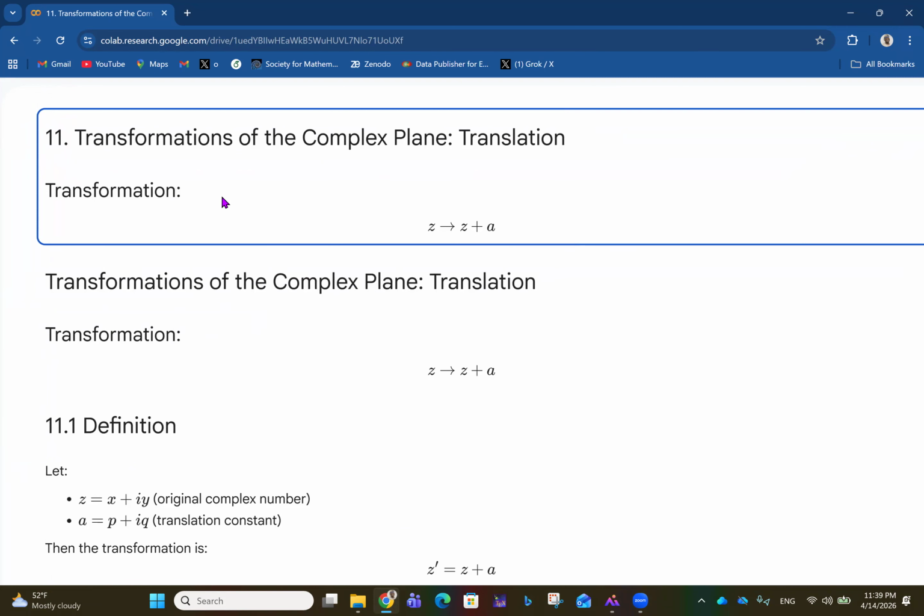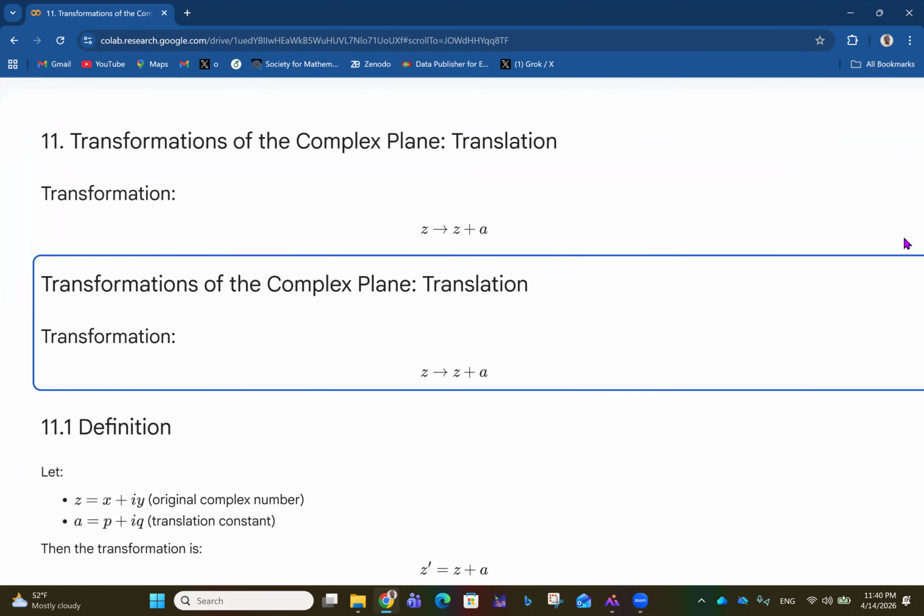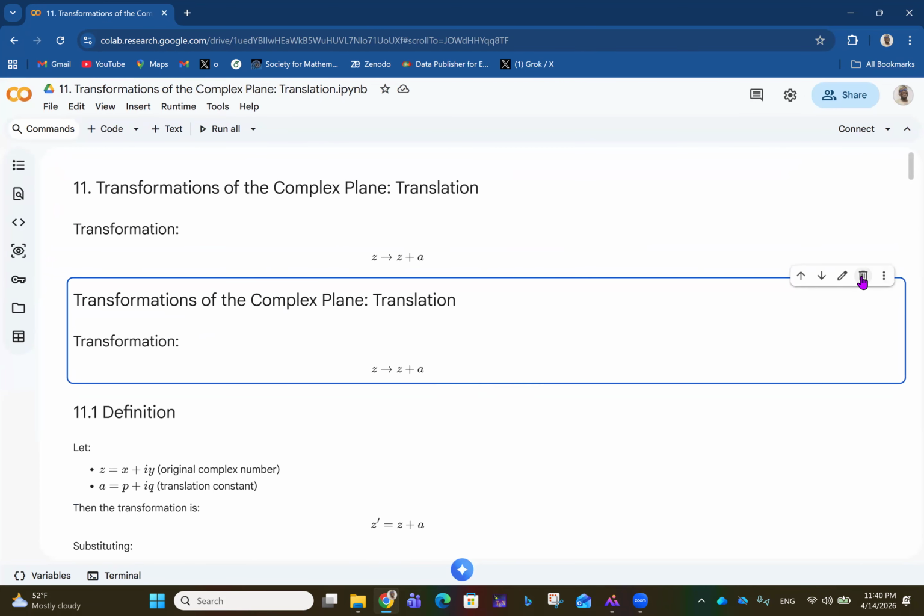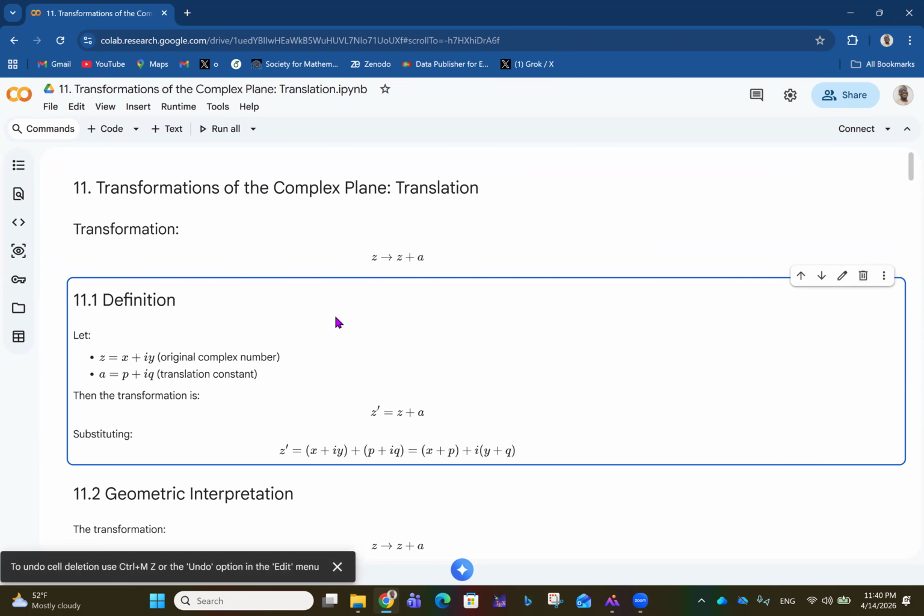In very simple terms, the transformation we are looking at here is that of translation, which means you have Z becoming Z plus A, right? So you just have Z becoming Z plus A.